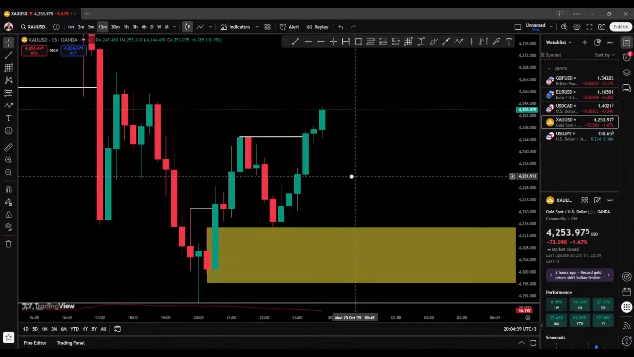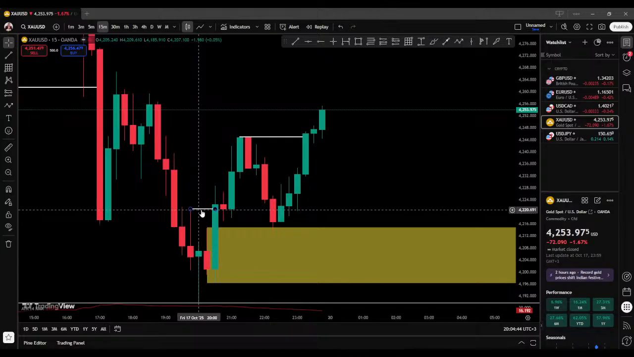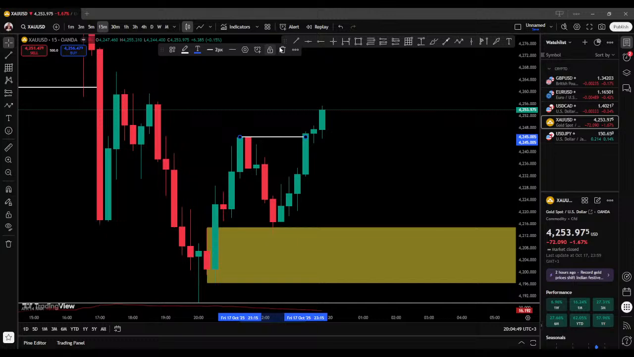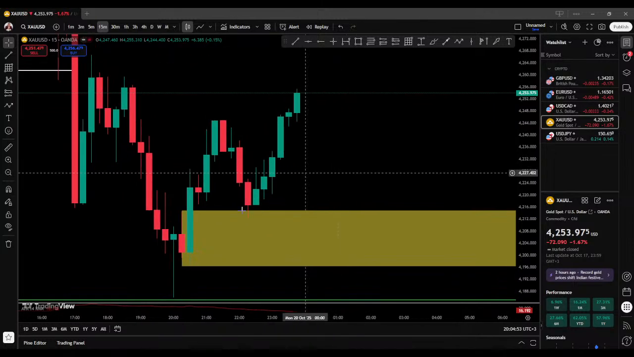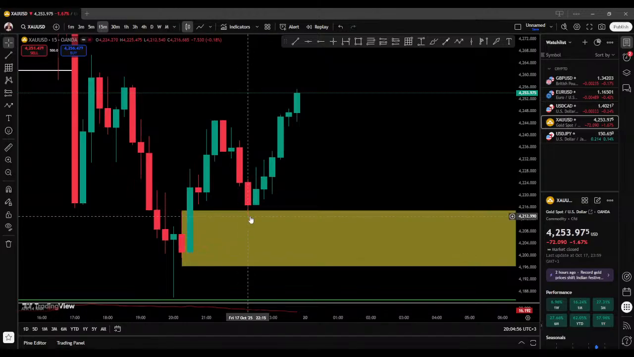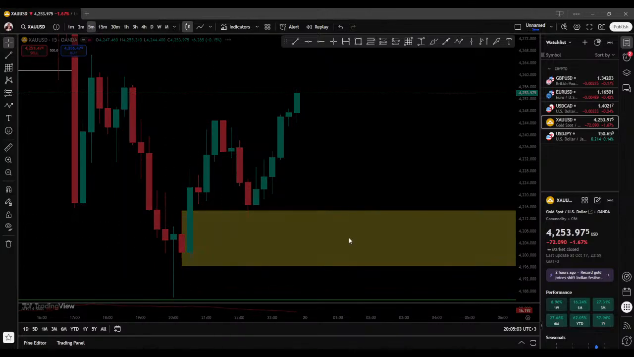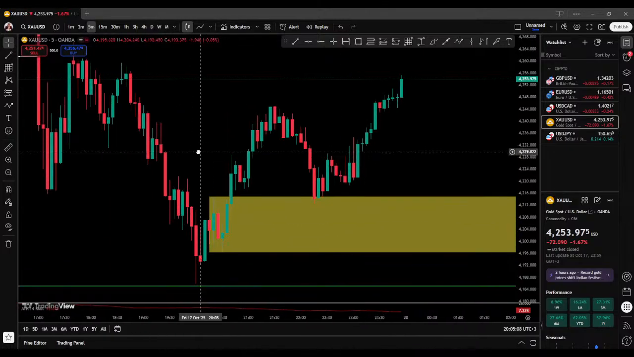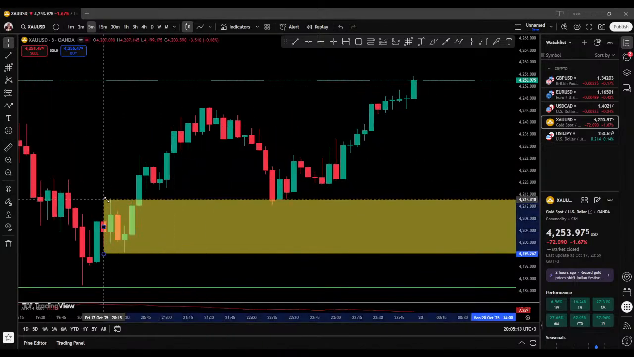What does that tell you? That tells you that this is liquidity, and that liquidity will be taken out. So we have to look for a POI that is below this liquidity. Let's see whether we'll have something here. Go to the 15 minutes. Alright, I can see something here. I can see this breaker block here.